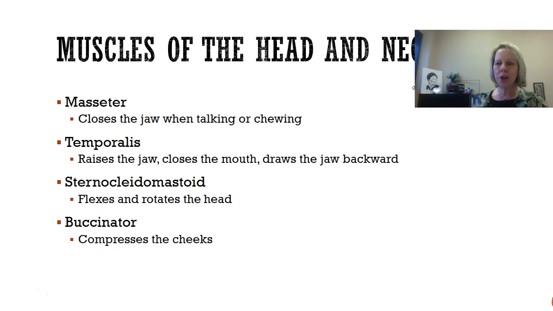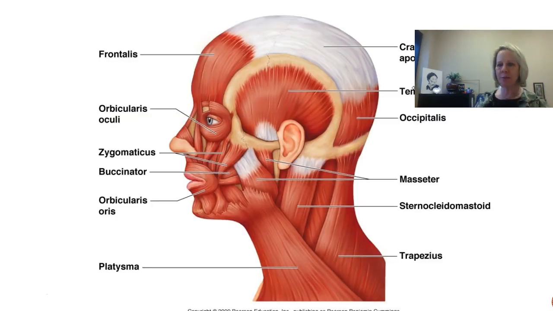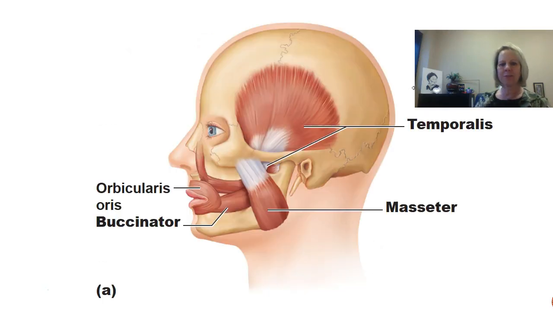You have a sternocleidomastoid muscle that goes from your mastoid down to your sternum and clavicle. When both contract, it's going to pull your head down, and that is going to flex your neck. The buccinator compresses your cheeks. So here are those muscles that I just mentioned to you. And here's some deeper muscles so you can really see that buccinator and masseter and temporalis muscle.